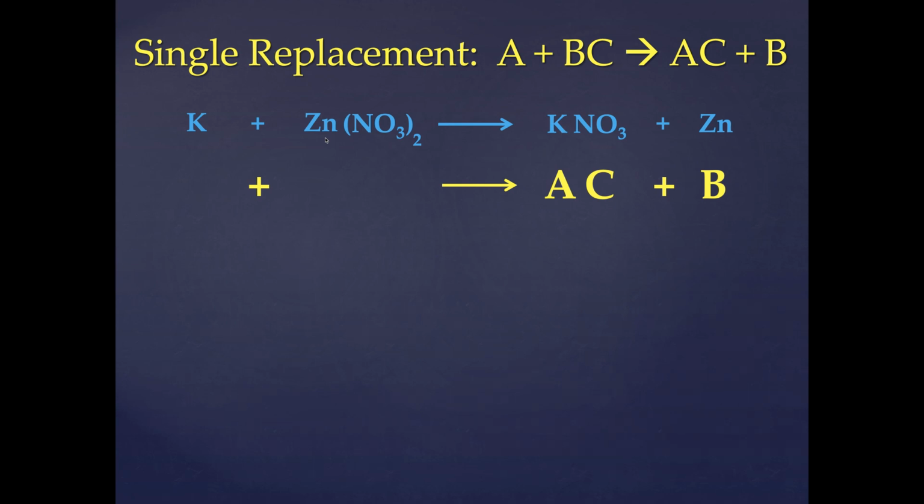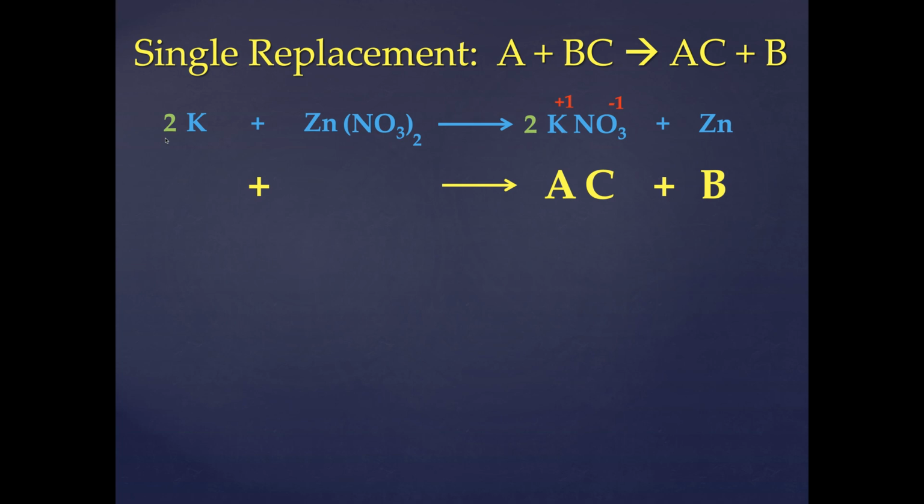Now, let's write the formula for our compound. K is +1, NO3 is -1. Ha, see? It was a good idea not to write KNO3 too, because the charges just don't support it. So how do we balance it? Well, we have two nitrates on the left, so make it two nitrates on the right. Two Ks on the right, let's make it two Ks on the left. This is balanced.